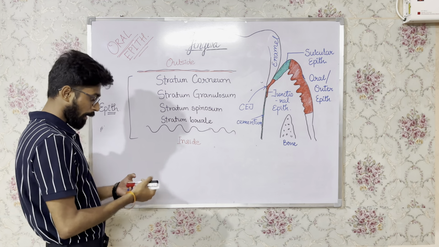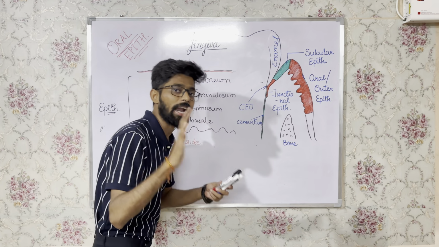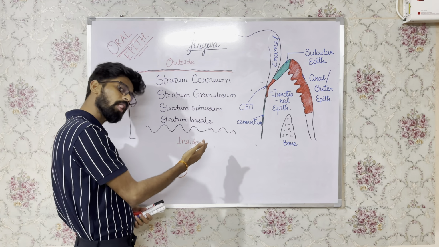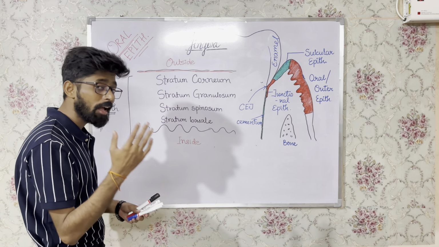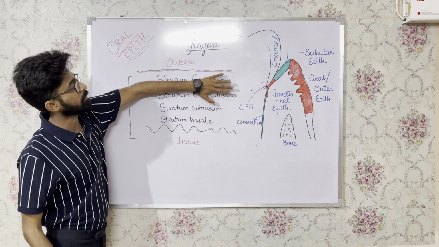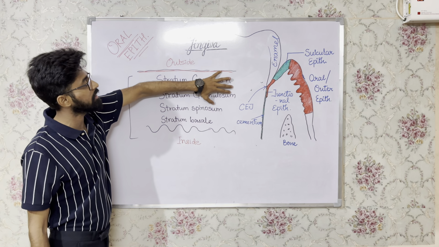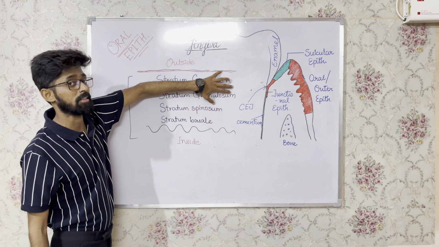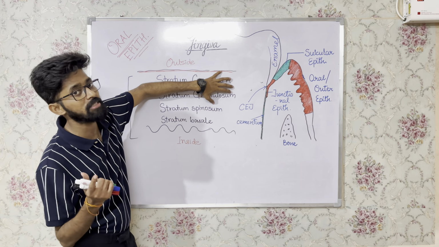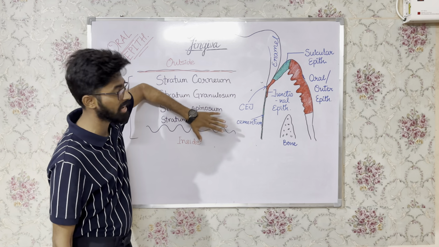So what happens if the epithelium is keratinized, then these 4 layers are visible. If the epithelium is non-keratinized, then these 2 layers are not present, right? So you understood the difference between non-keratinized and keratinized. Non-keratinized will have these two, keratinized will have all four.